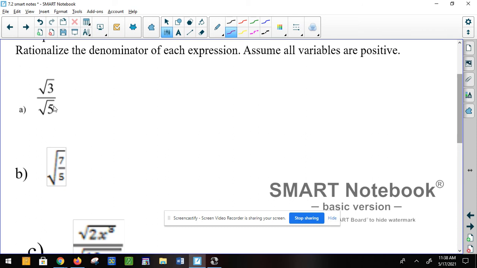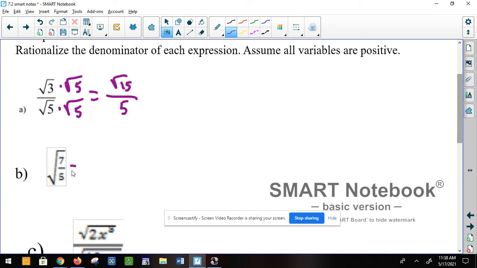So here, 3 and 5, there's nothing to take away, right? So I need to rationalize. I cannot leave square root of 5 in the denominator. So I rationalize a square root in the denominator by multiplying it by itself. Multiply by root 5 over root 5, and you end up with root 15 over 5.